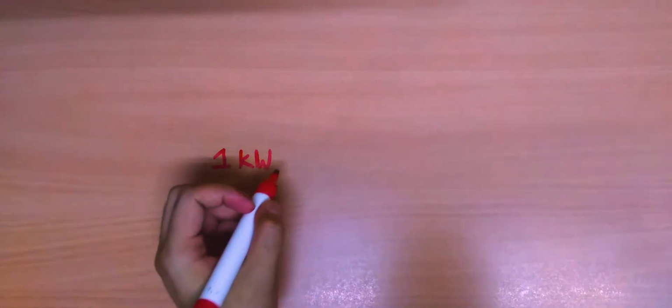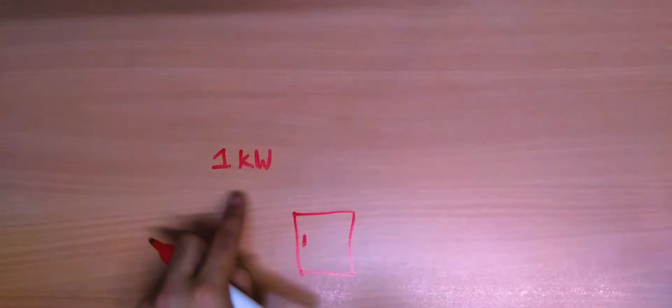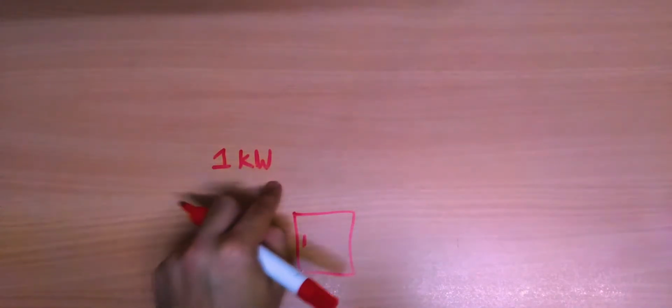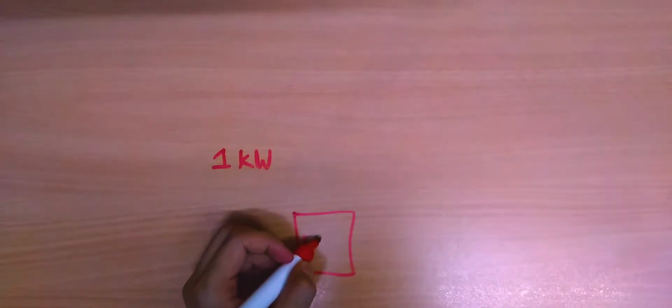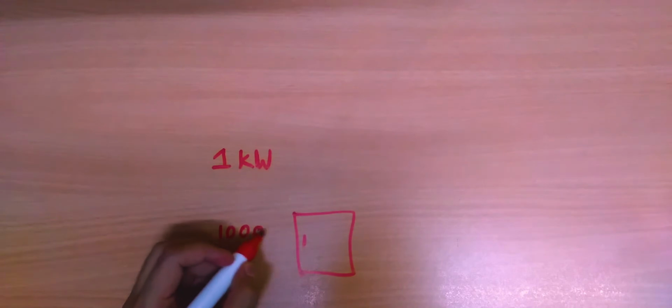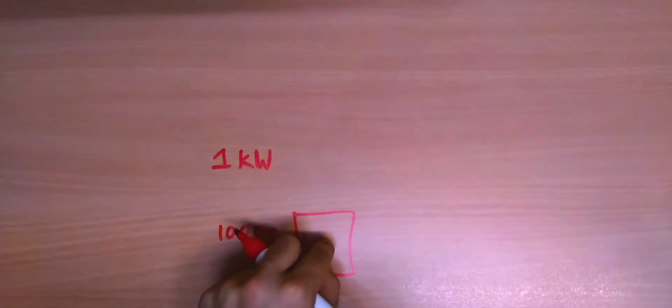Let's say you have a refrigerator, sorry for the bad drawing, and this refrigerator has a power rating of 1 kilowatt. Which means that this particular refrigerator can do 1,000 joules of work every second. So that is 1 kilowatt, right? That is how powerful this refrigerator is.